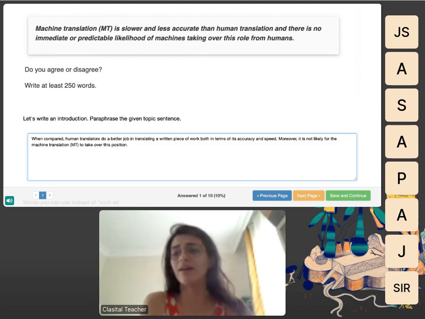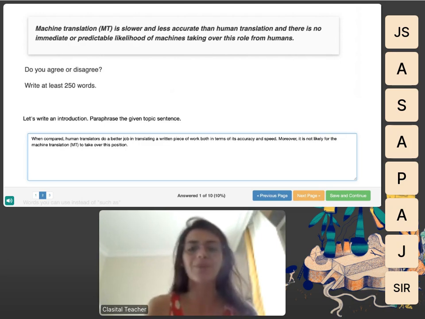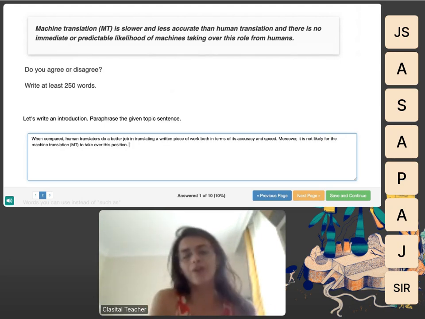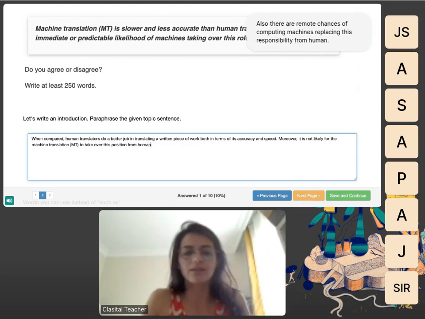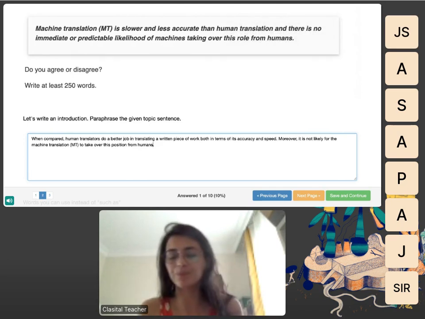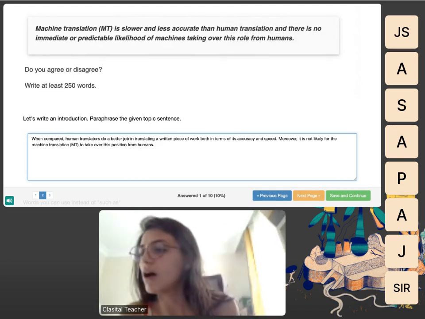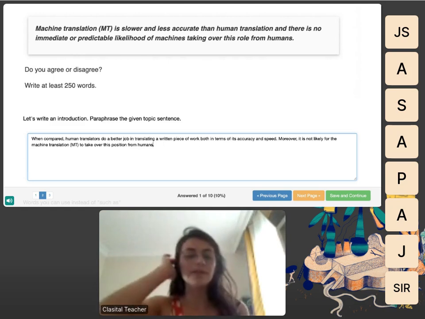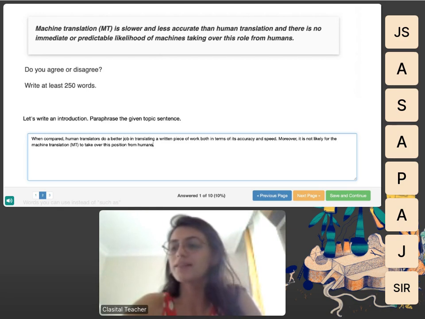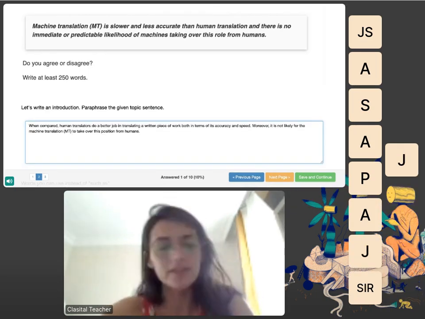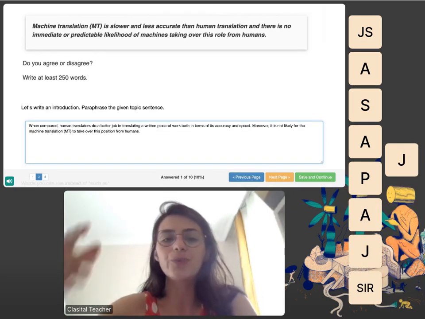And it's also clear from whom machine translation cannot take this position over, right? So we don't have to repeat from humans. But if we want, we can also write it too, from humans or human translators. And there's also another paraphrased version in the chat box, and I think that's a really good sentence too. Let's read that. Also, there are remote chances of computing machines replacing this responsibility from humans. Definitely, I think that's a really good paraphrased version too.